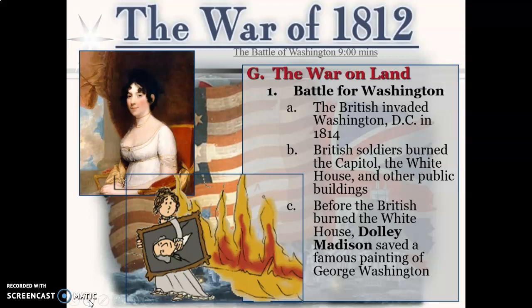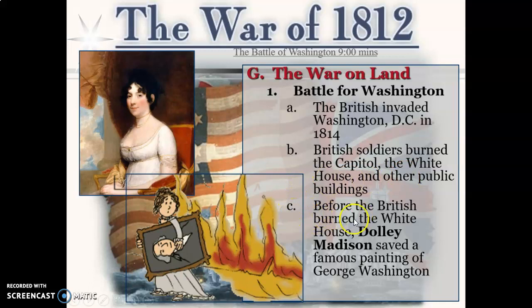The British soldiers burned the Capitol and the White House to the ground, and they burned many other public buildings that set Washington, D.C. ablaze. The only thing that keeps the White House from burning completely down and all these other buildings from burning completely down is the next day a hurricane made a direct hit on Washington, and it forced the British to retreat. So Mother Nature stepped in and helped out there.